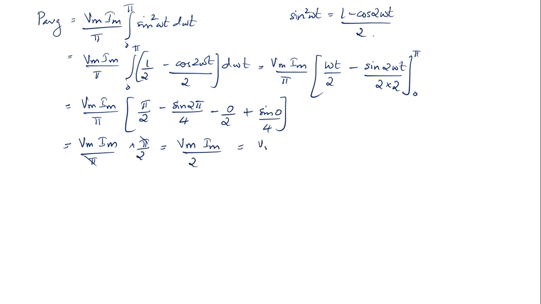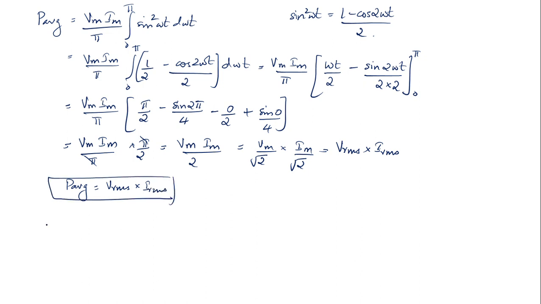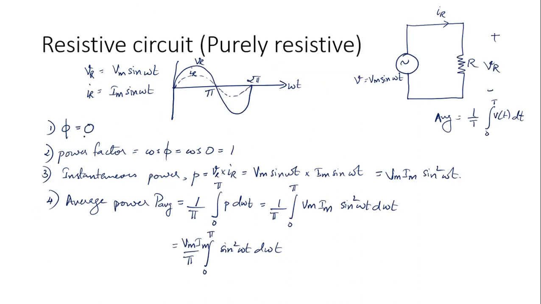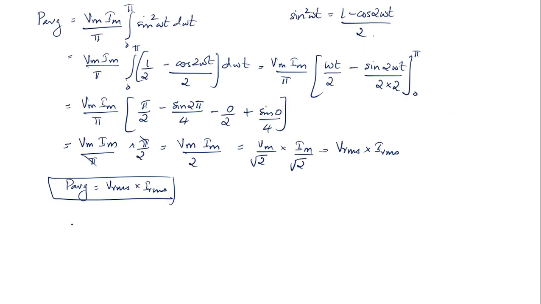And I'm just going to rewrite this as Vm by root 2 into Im by root 2. I can replace Vm by root 2 with Vrms, and Im by root 2 with Irms. So finally the average power is equal to Vrms into Irms. So this is your average power. We have got the phase difference phi is 0, power factor is 1, instantaneous power, you just multiply them both, and the average power you have got as Vrms into Irms.